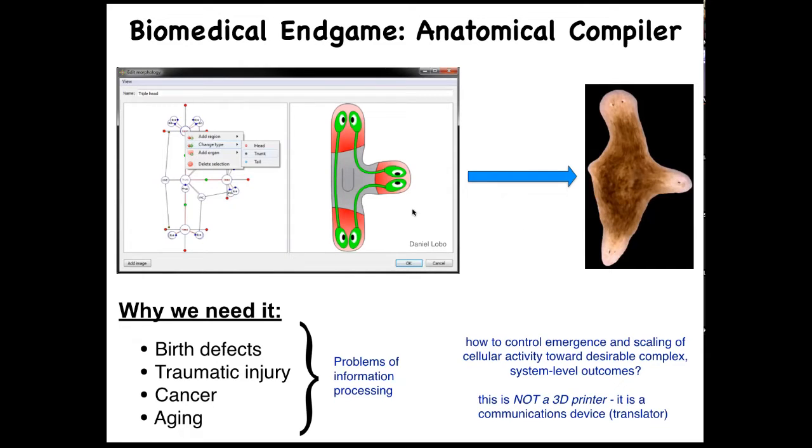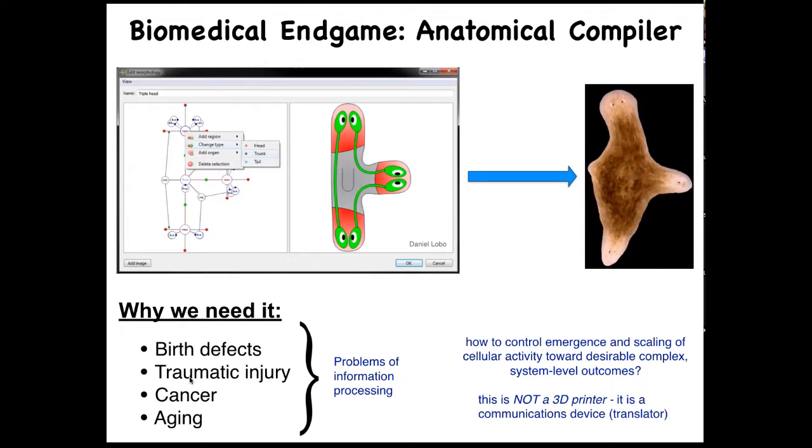So understand the idea. This is complete control over growth and form. You should be able to say what you want and know what are the signals that you have to give to cells to produce it. Now, this is not only fascinating from the perspective of evolution and cell biology, but it's critically important for biomedicine, because if we had something like this, all of these things would go away.